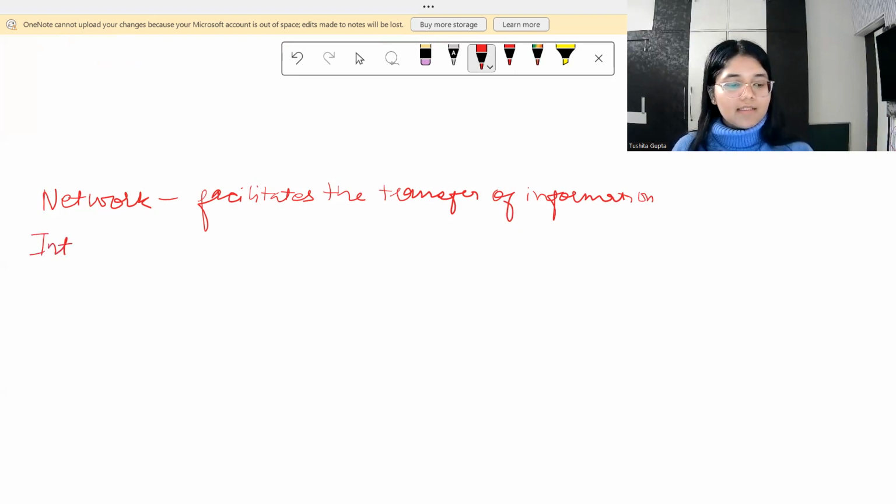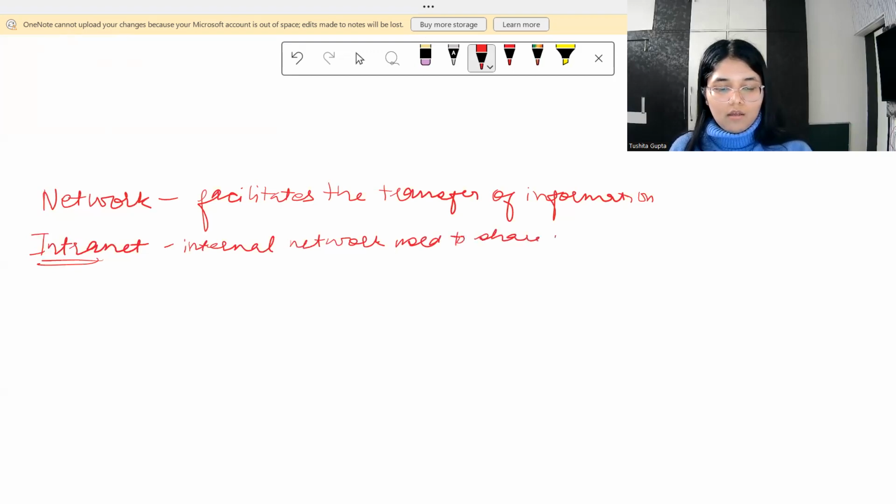Then let's learn about the next technical term, which is intranet. So intranet is, as the name suggests, intra is something which is internal. So inter means we are depending upon a lot of things. Internet is something where all the networks are linked with each other. But intranet is an internal network that we use to share the information. So basically, let me write this over here. It is an internal network used to share information.